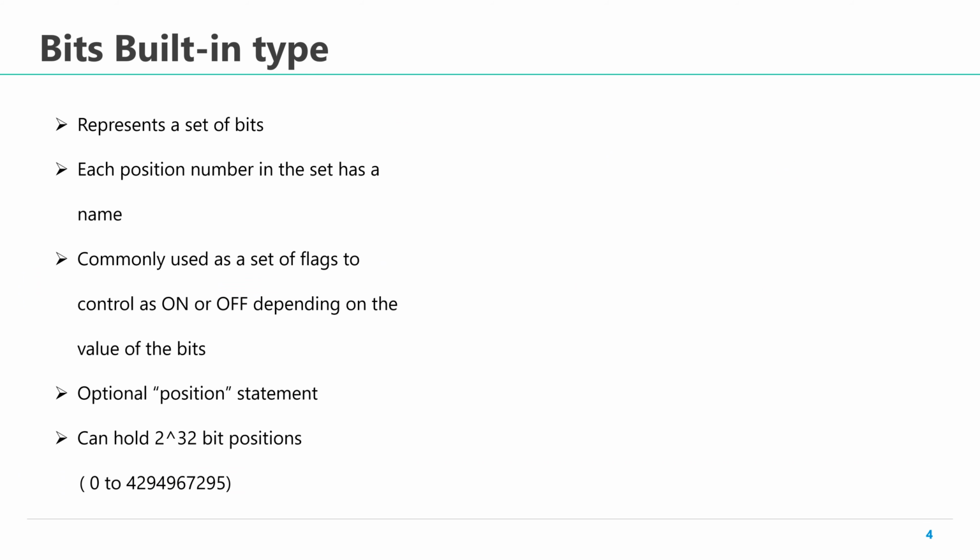The bits data type represents a set of bits. Each position in this series can be marked and given a name. This is normally used to represent a set of flags which is used to indicate as on or off depending on the value of the bits. The position number can be indicated with an optional statement called position, and there can be a total of 2 power 32 positions that can be represented by this data type.